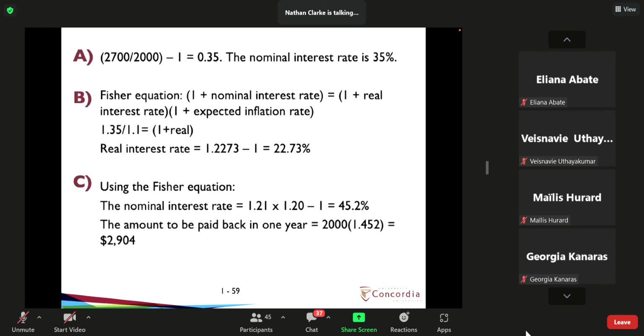You're just going to do what they owe a year from now divided by what they received today. Then you're going to tack on the -1 just to make sure it's the actual rate of change instead of the total return. So you'll find that the nominal interest rate here is about 35%.